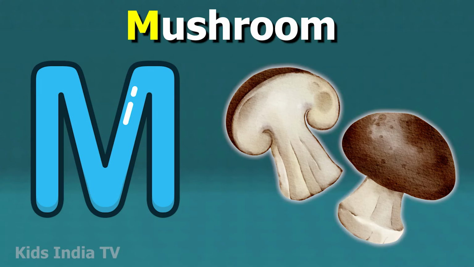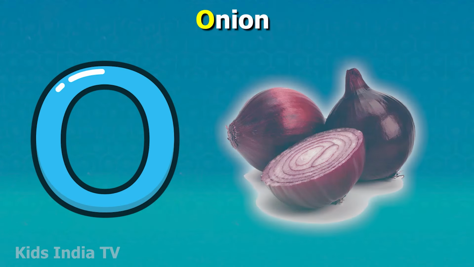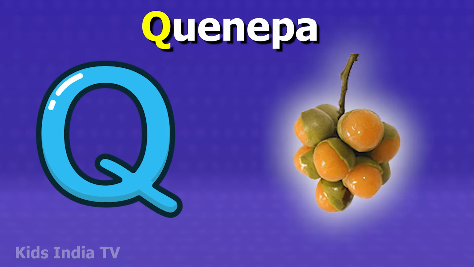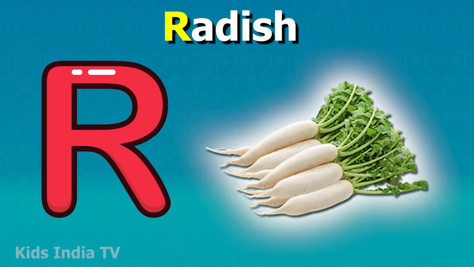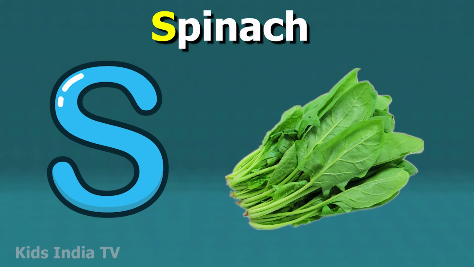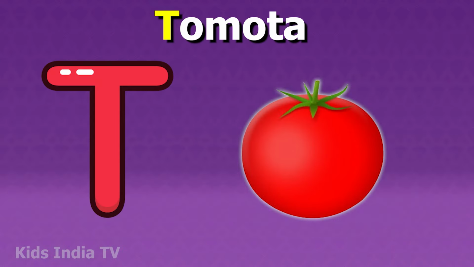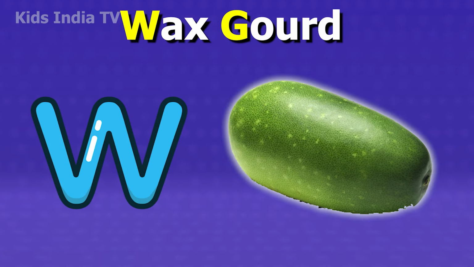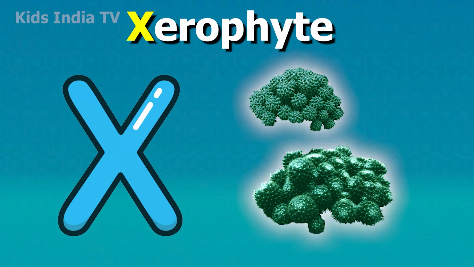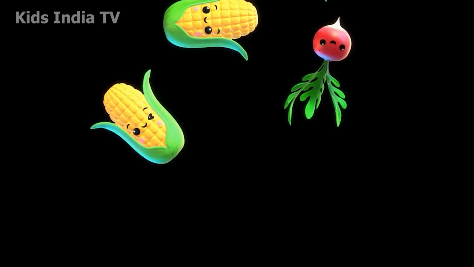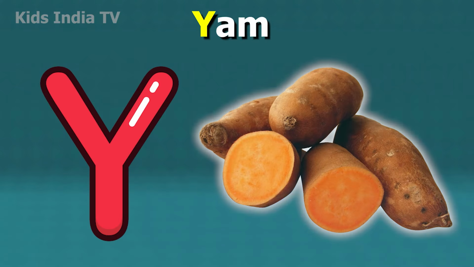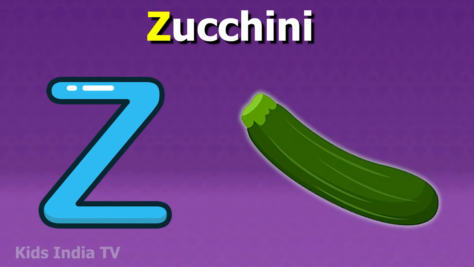M for mushroom, N for nips, O for onion, P for potato, Q for quinoa, R for radish, S for spinach, T for tomato, U for ubi, V for vanilla, W for wax gourd, X for 05, Y for yam, Z for zucchini.